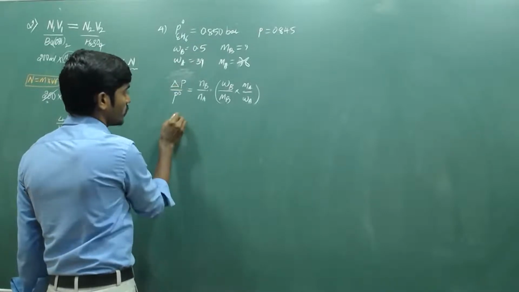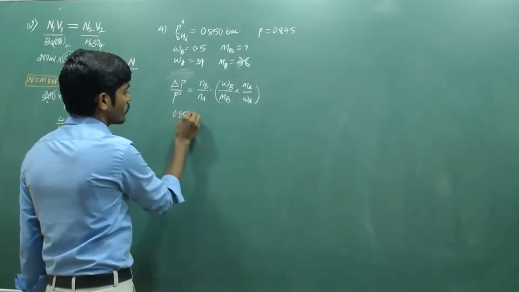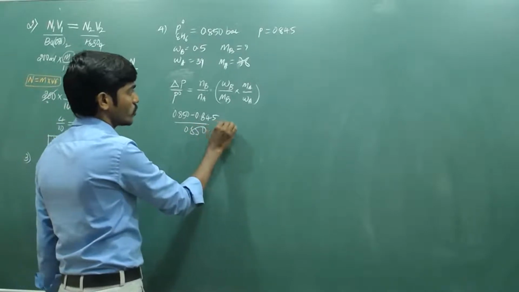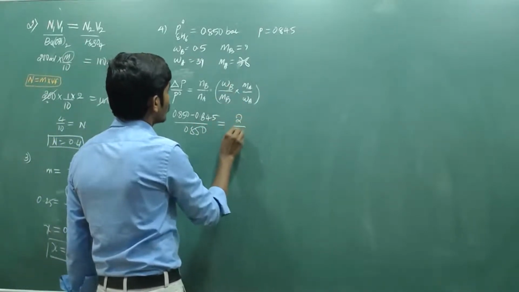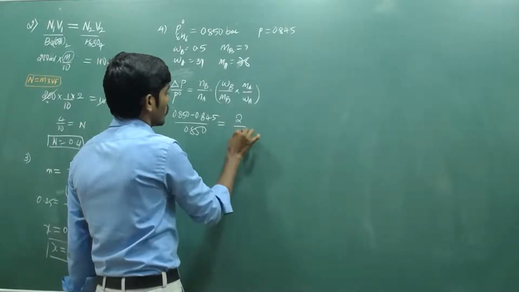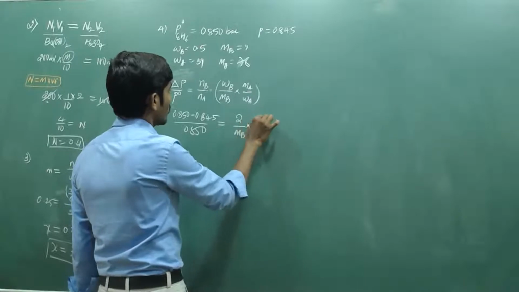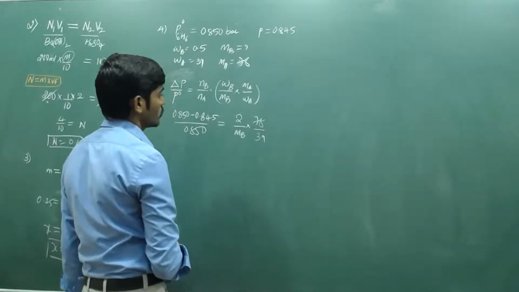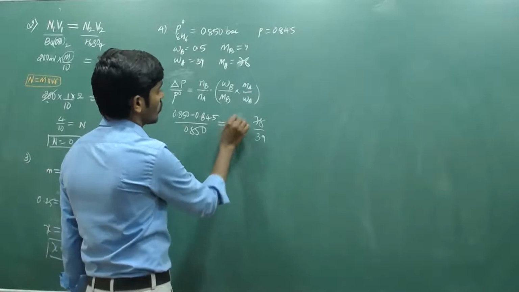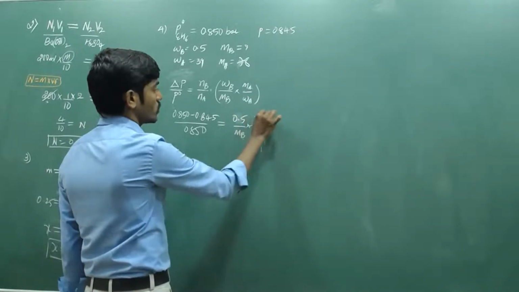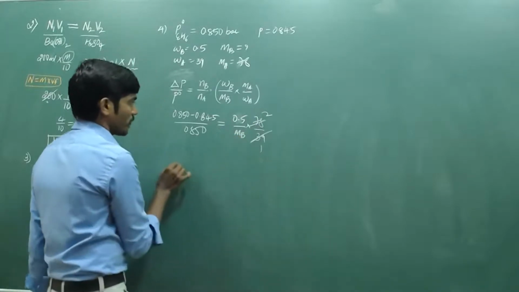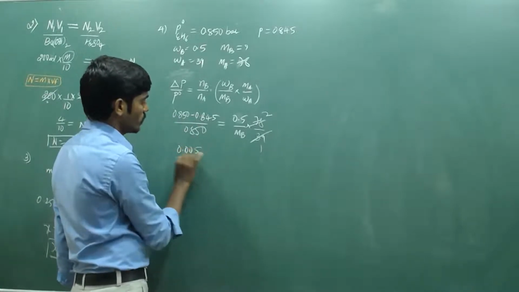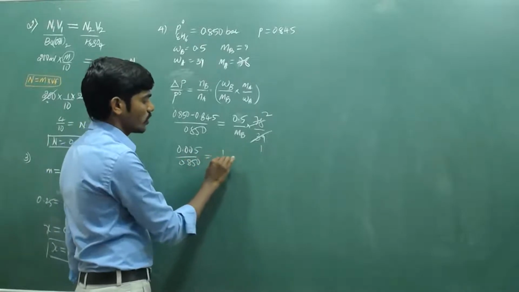So the difference delta P, 0.850 minus 0.845, divided by 0.850, is equal to WB 0.5 gram, MB I don't know, molar mass of solvent 78, by weight of solvent 39. 39 ones are 39, 2 into 0.5, that is 1 by MB. The difference 0.850 minus 0.845 is 0.005, divided by 0.850, is equal to 1 by MB.